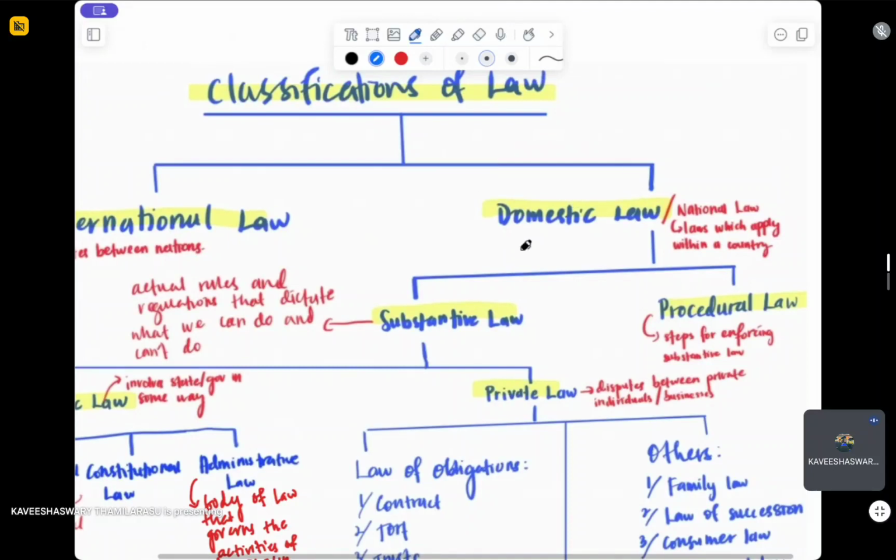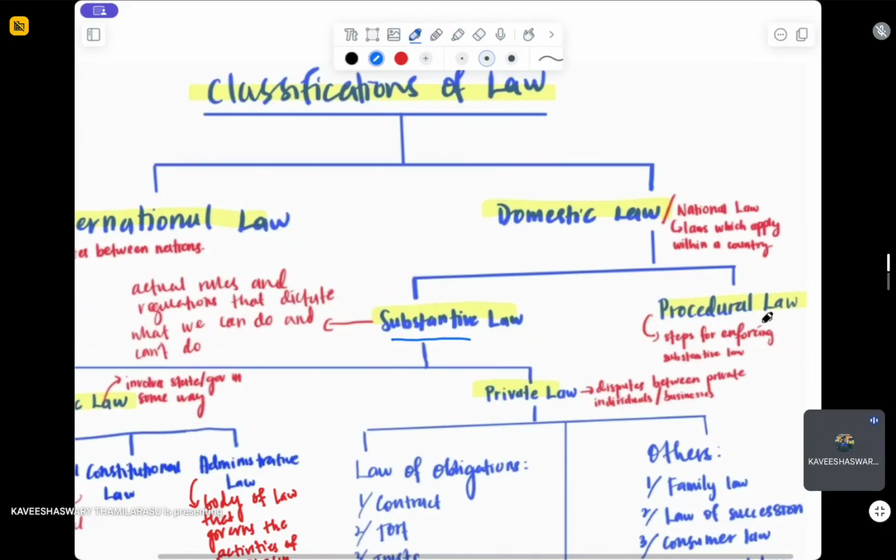That is domestic law. Okay, under domestic law, we have two different umbrellas, which are substantive law and procedural law. Okay, this might sound a bit complicated, but it's not. Believe me, it is incredibly easy to understand. Substantive law basically means, for example, criminal law or family law, tort law. All of these laws, which are written in words, and you learn what the law is. All of that is substantive law. It's basically the actual rules and regulations that dictate what we can and can't do.